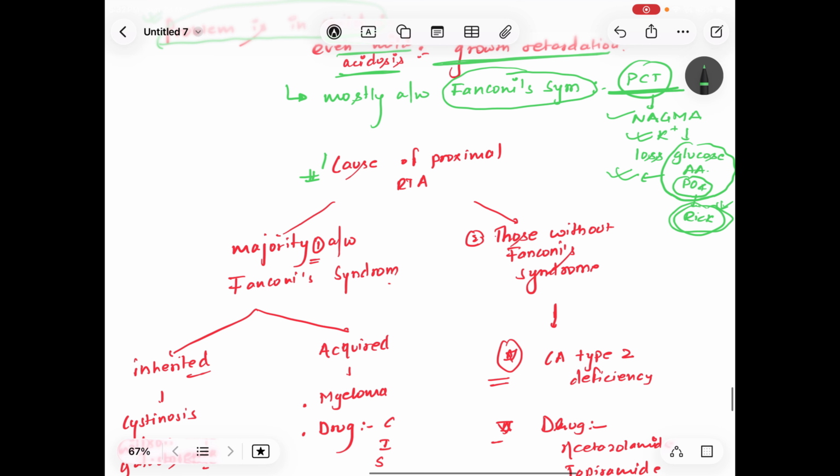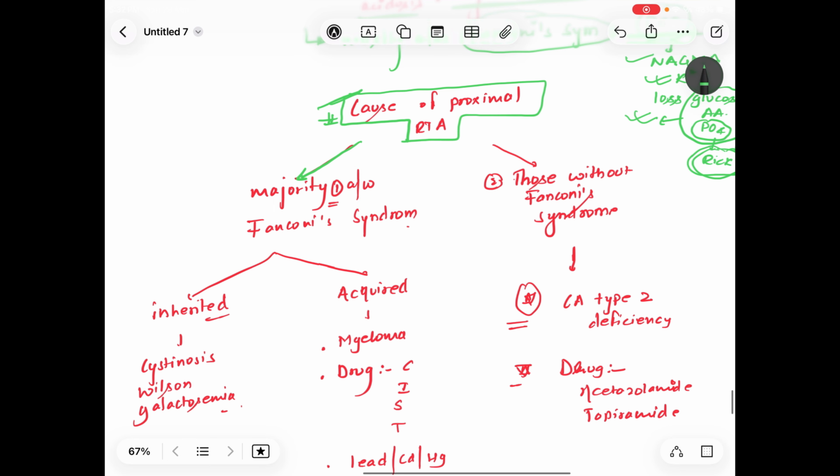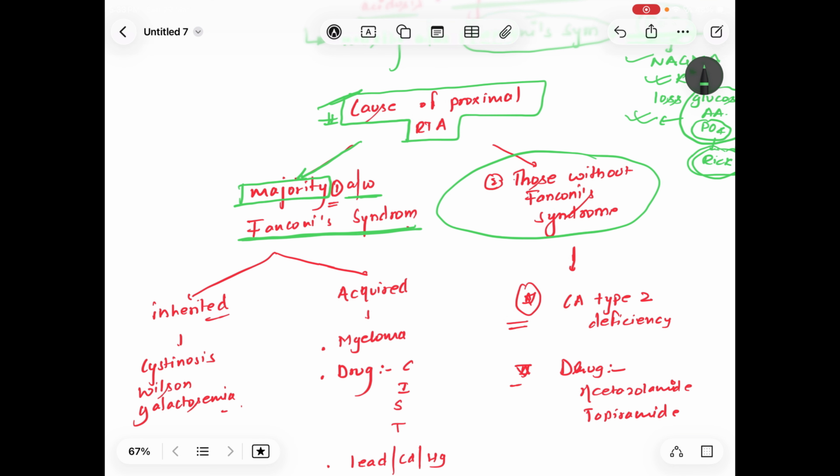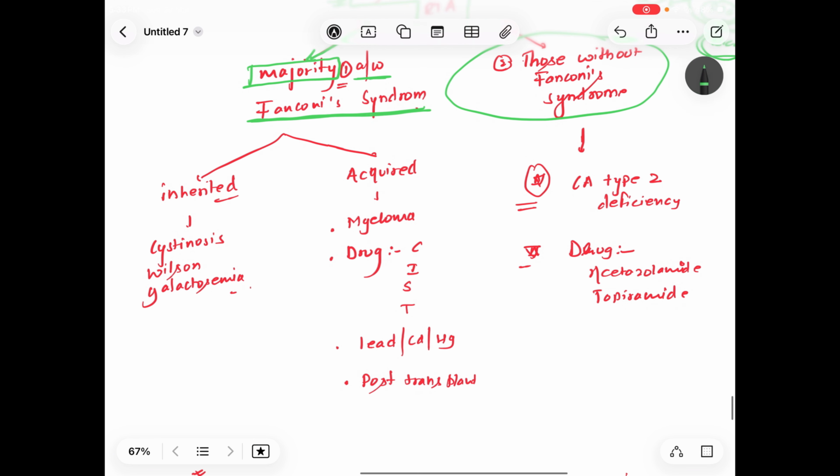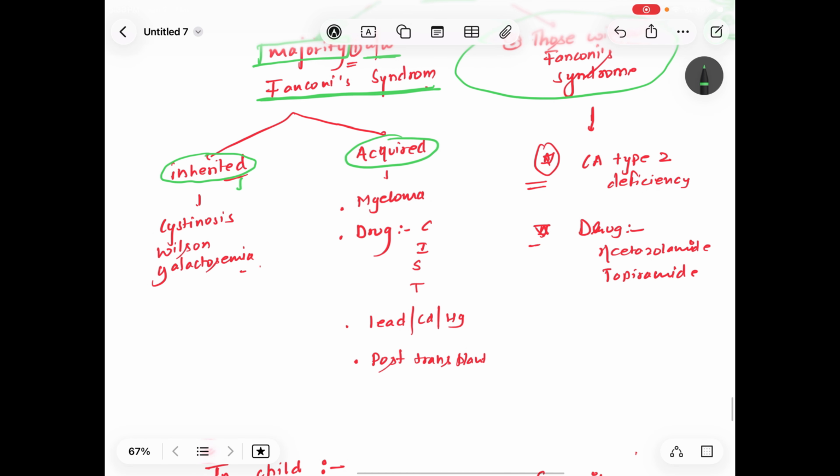So now coming to the causes of proximal renal tubular acidosis. First, we will classify these. Majority of proximal RTA is associated with Fanconi syndrome. So we will classify proximal RTA as those associated with Fanconi syndrome and those associated without Fanconi syndrome. Those associated with Fanconi syndrome are either inherited or acquired. Inherited, mostly present in child, like cystinosis, Wilson's disease, or galactosemia.